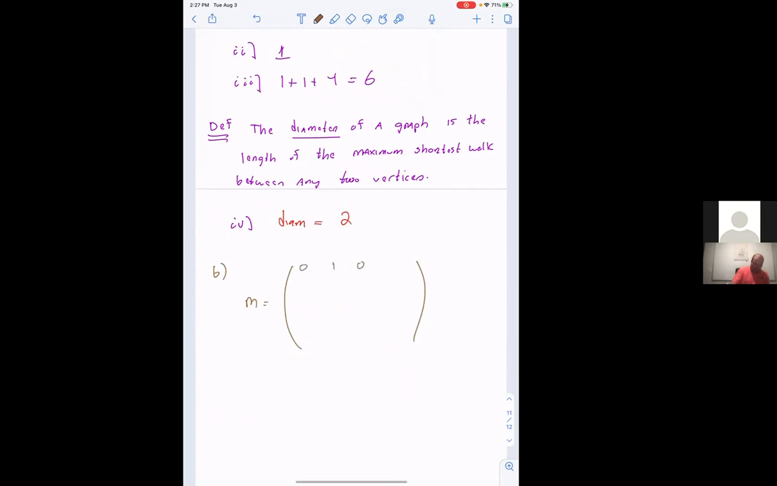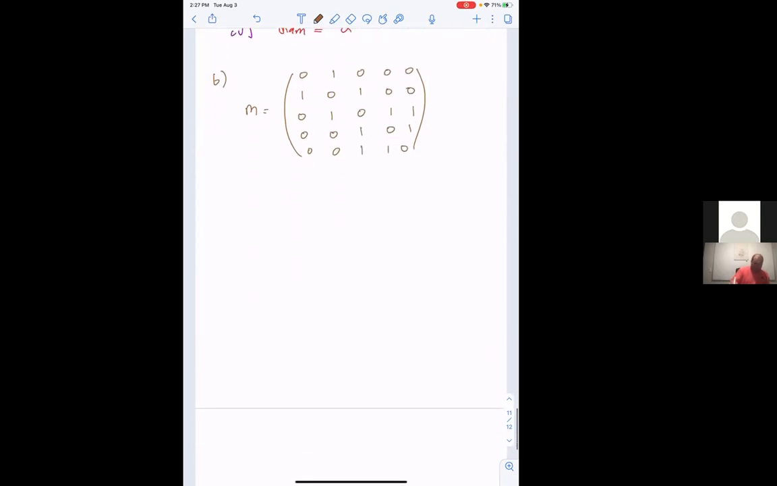0, 1, 0, 0, 0, 1, 0, 1, 0, 0, 0, 1, 0, 1, 1, 0, 0, 1, 0, 1, and 0, 0, 1, 1, 0. We got lots of zeros here. So part I, let's find m squared.